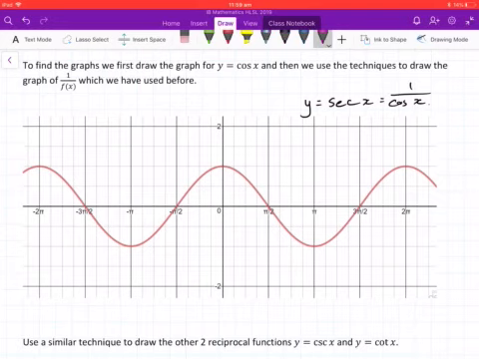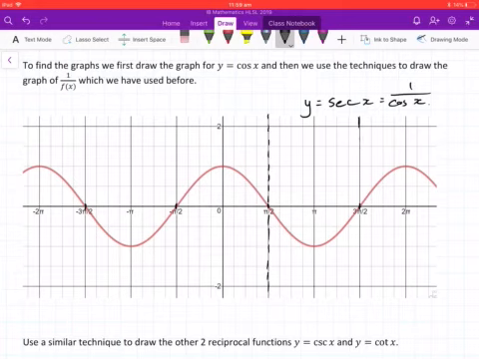So first step that we need to think is, when the function cos of x is 0, 1 over cos of x is 1 over 0, so that means it's undefined. So here, these values are undefined. So it must have a vertical asymptote. So I'm going to draw those in.